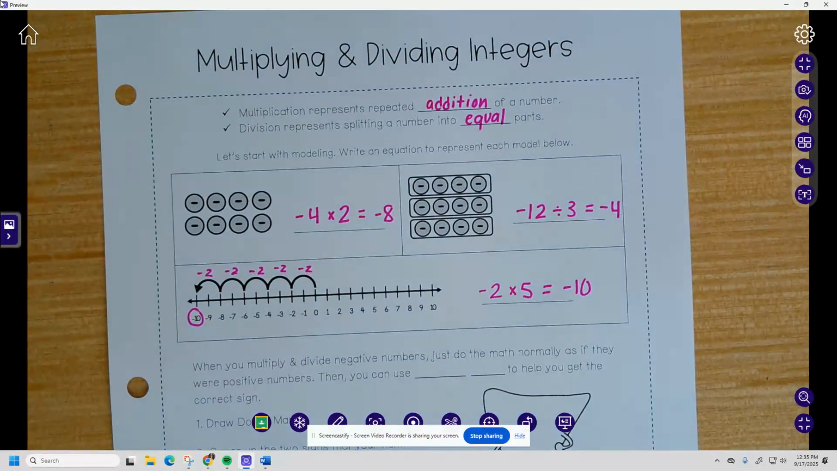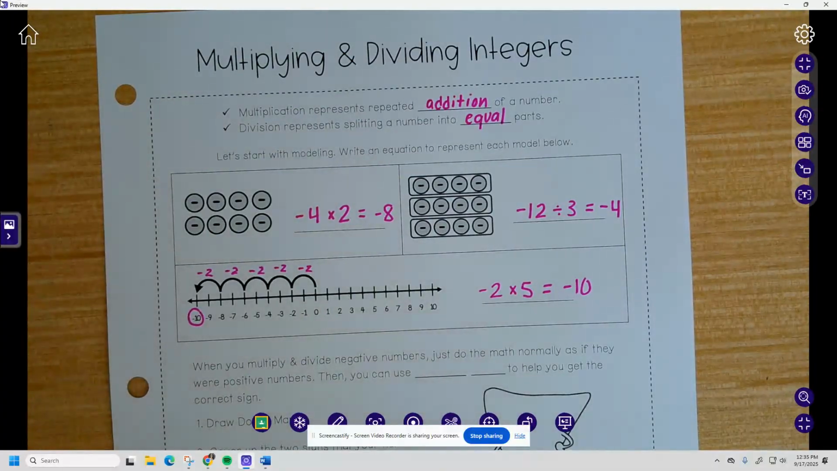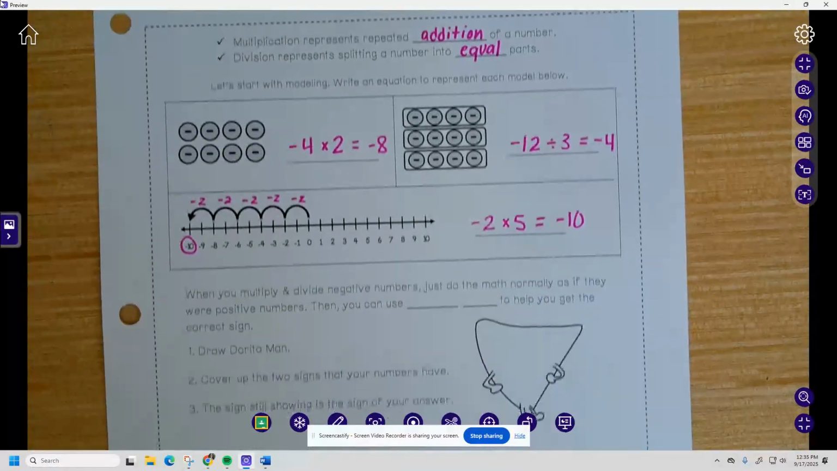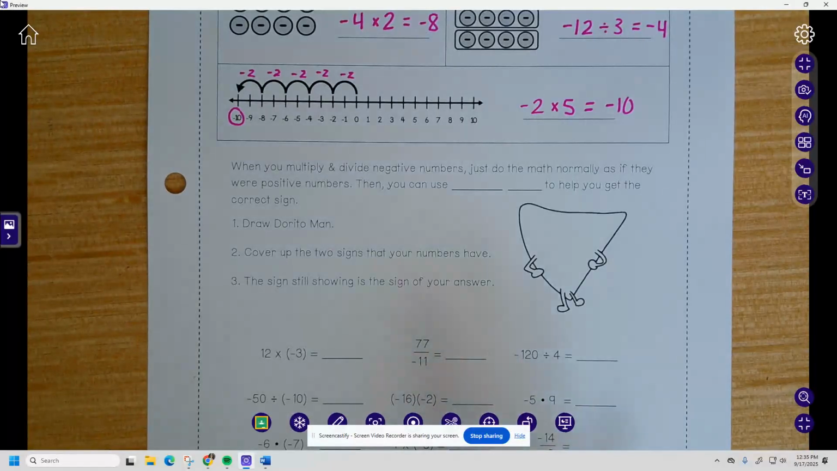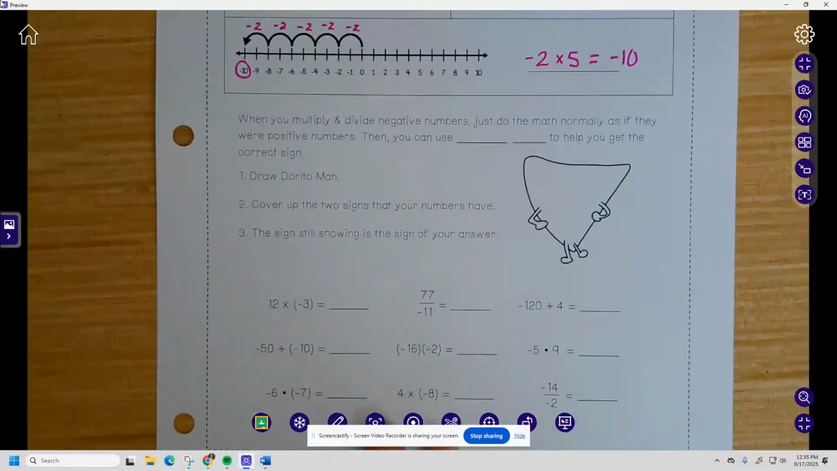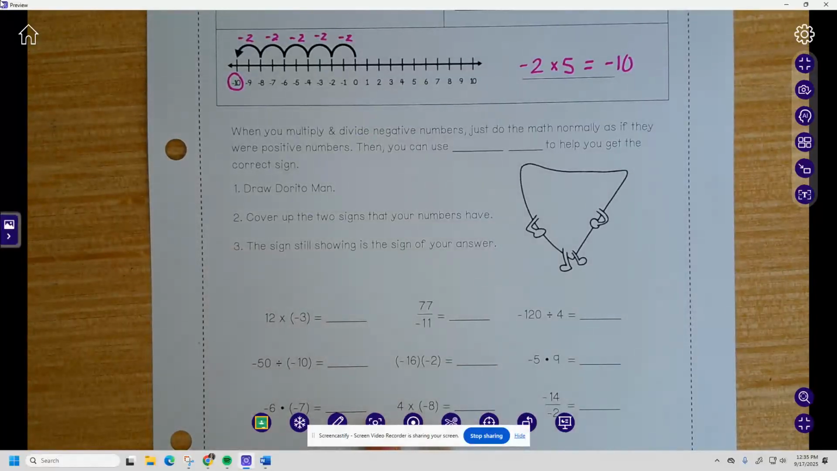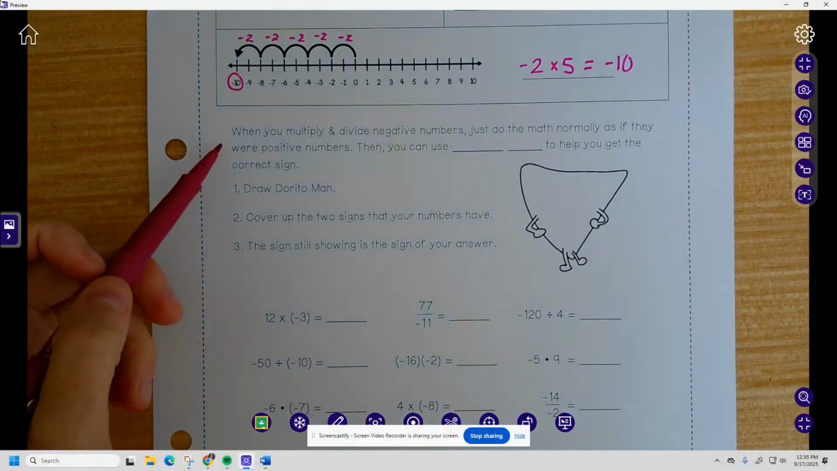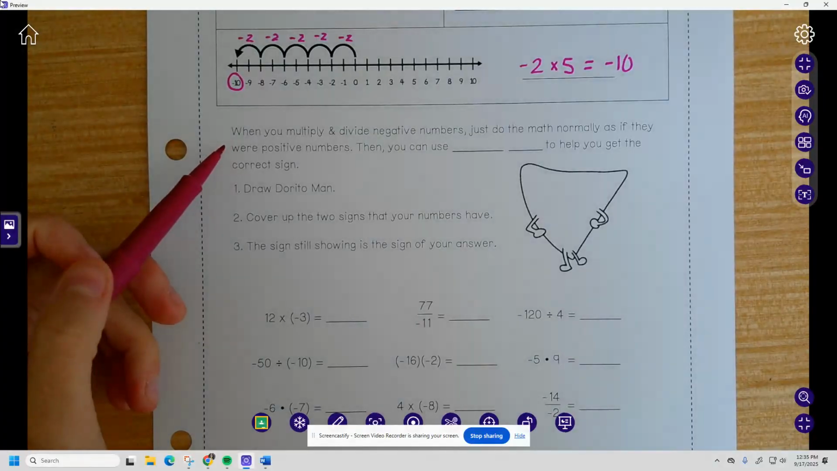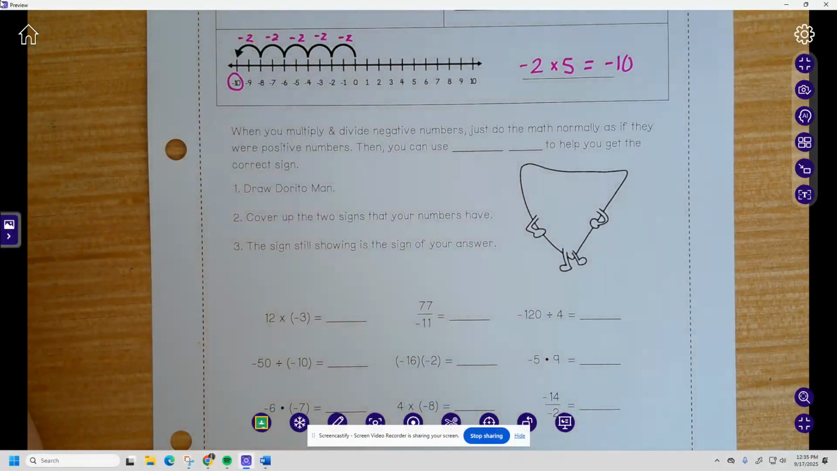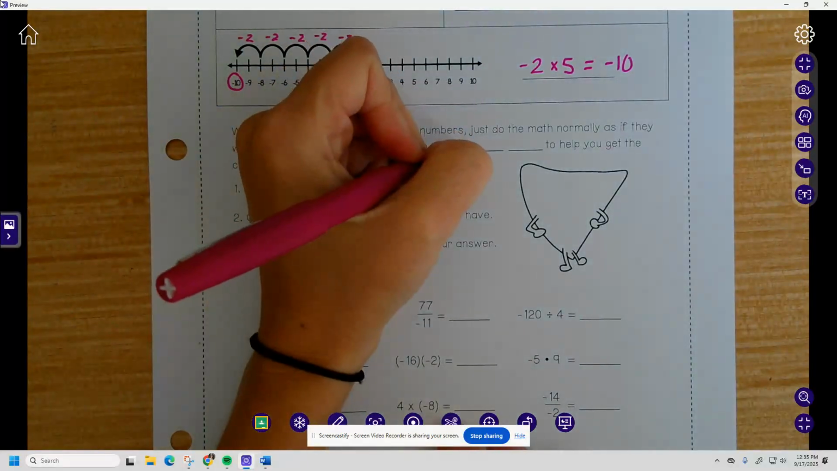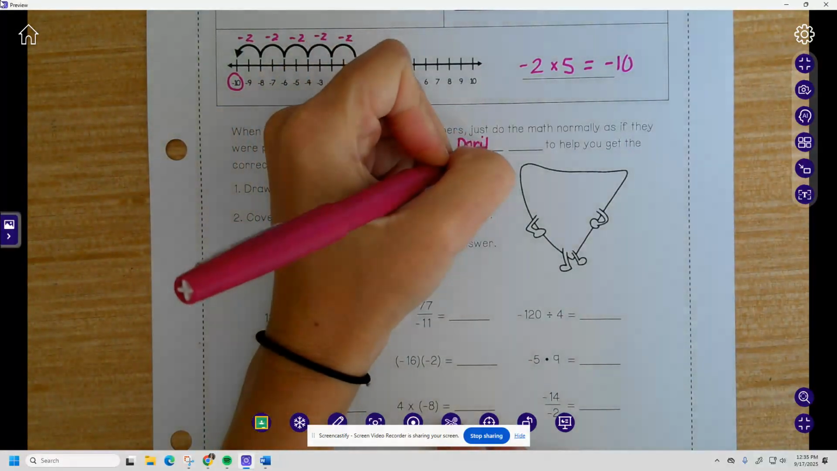Alright, so we're not going to focus so much on the models for multiplying and dividing. That was just a little example of how that works. We're going to spend more time today looking at a strategy for solving multiplication and division problems. So it says when you multiply and divide negative numbers, just do the math normally as if they were positive numbers. Then you can use Dorito Man.